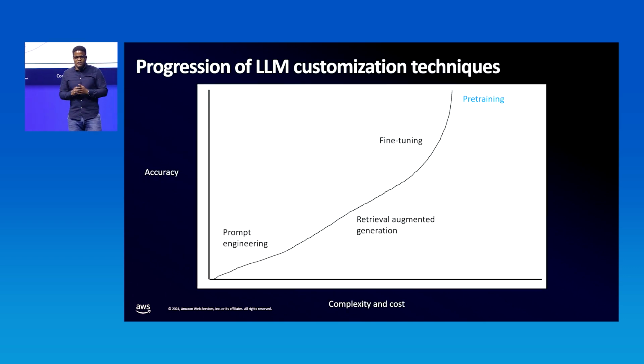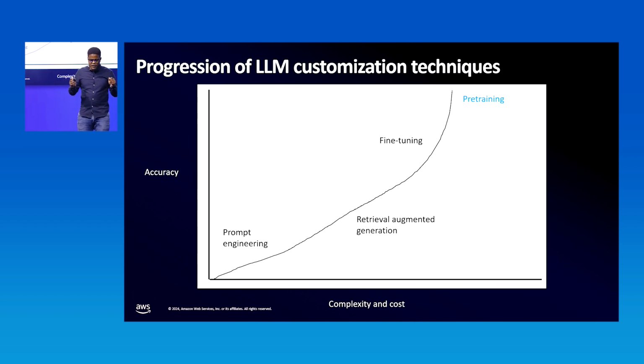Let's take a moment to understand the evolution of large language model customization techniques. This curve illustrates an increase in cost and complexity as we move towards more advanced techniques. At the bottom left, we have prompt engineering, and this is where we craft specific prompts to steer the model's output. While it's simple and straightforward to implement, it offers the least room for accuracy improvement. Moving up, we have retrieval augmented generation, and this is where we aim to enhance the model's accuracy by providing it with relevant external information during the generation process.